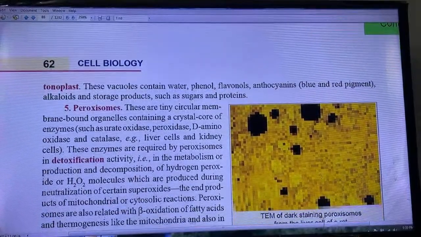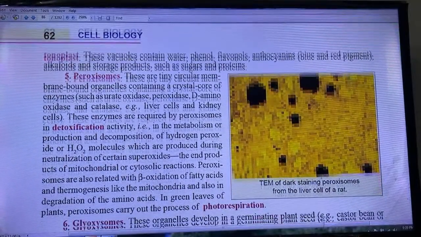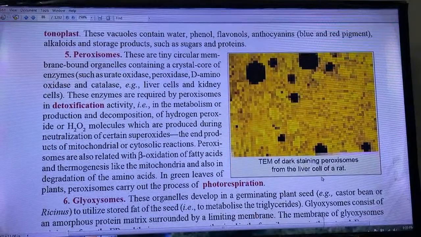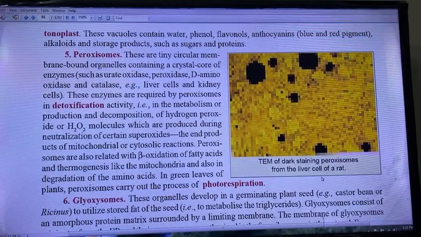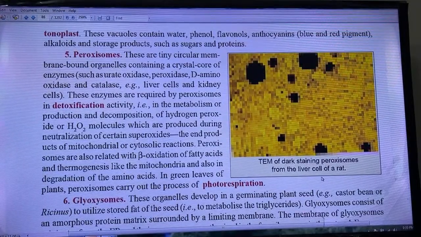tonoplast. These vacuoles contain water, phenols, flavonols, anthocyanins, blue and red pigments, alkaloids, and storage products such as sugars and proteins.